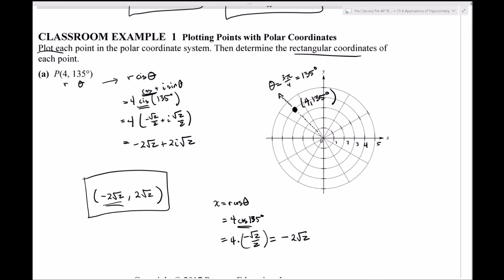That would be wrong. And then of course, y is equal to r sine theta. So that's 4 sine 135. 4 square root of 2 over 2, which is 2 square root of 2, which is exactly what we got. So that's two different ways to get that done.